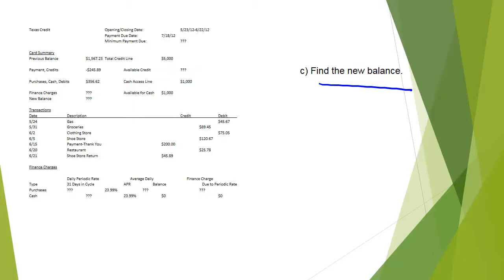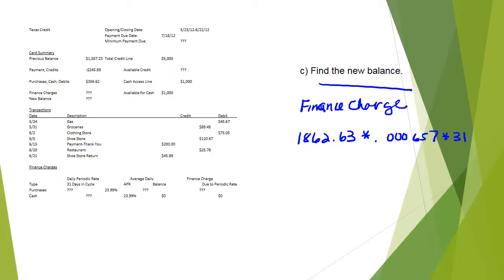So to find our new balance, we first need to figure out what our finance charges are. To figure out the finance charges, you need to take your average daily balance, which we said was $1862.63. We want to take that average daily balance, multiply it by that rate, the 0.000657, and then we have to multiply it by 31 because there's 31 days in the cycle. So our finance charges are $37.64.